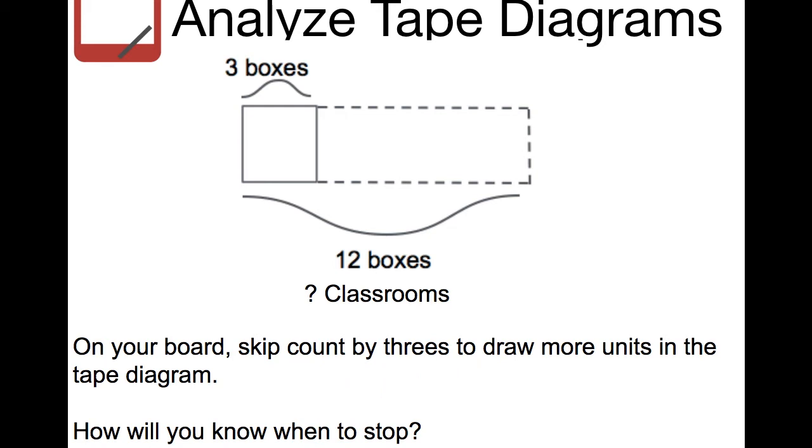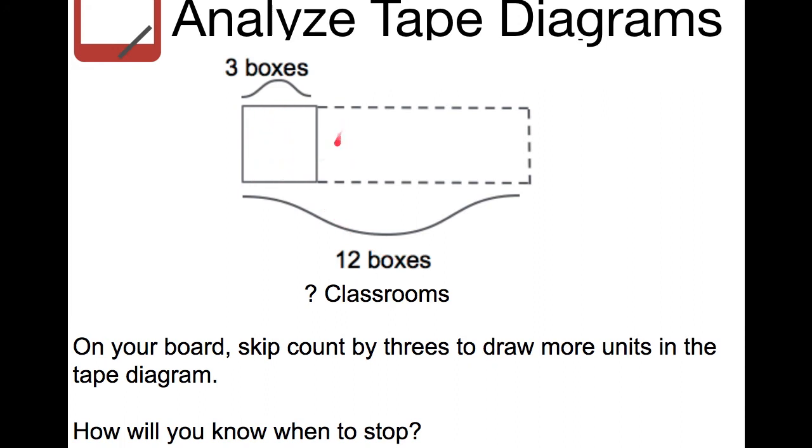So on your board, skip count by 3s to draw more units in the tape diagram. So you're going to continue on drawing your boxes. This is what happens when we don't know how many groups. We have this incomplete box, so how will we know when to stop? Well, learners, you keep going until you're out of boxes. I know each one gets 3, so I would skip count by 3.